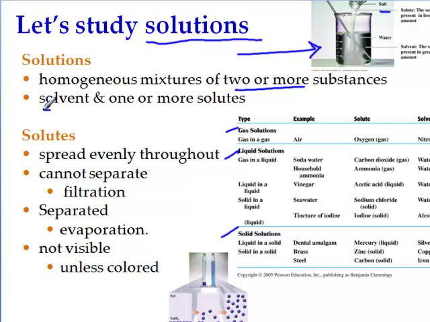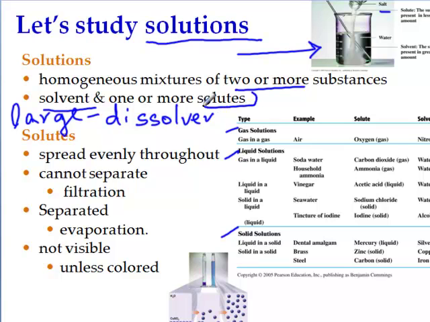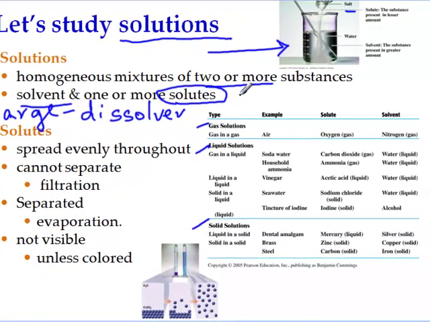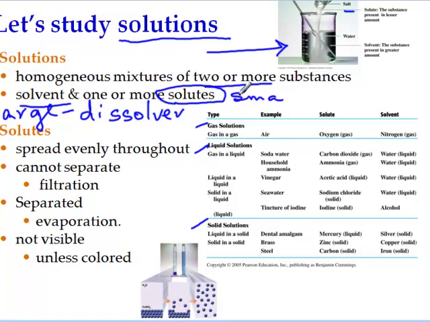Now the substance that is in a larger amount, in this picture the water, is the dissolver. The dissolver is called the solvent. However, the substance that is in a small amount and which is added to the dissolver is called the solute. So keeping these two terminologies, we will now look at a solution of gases.